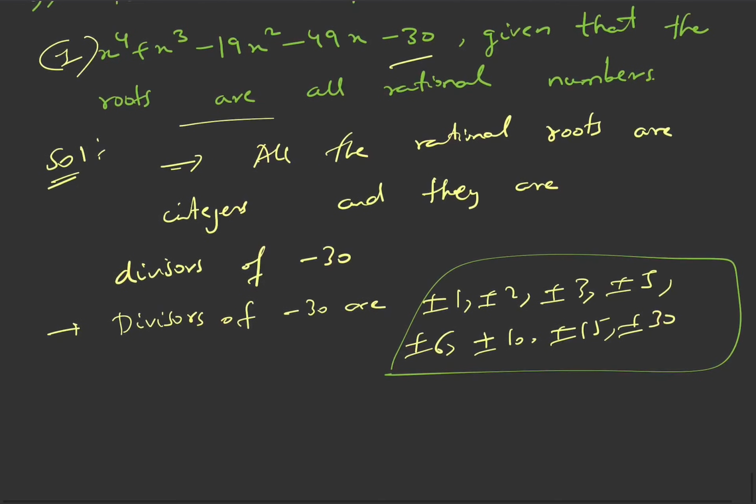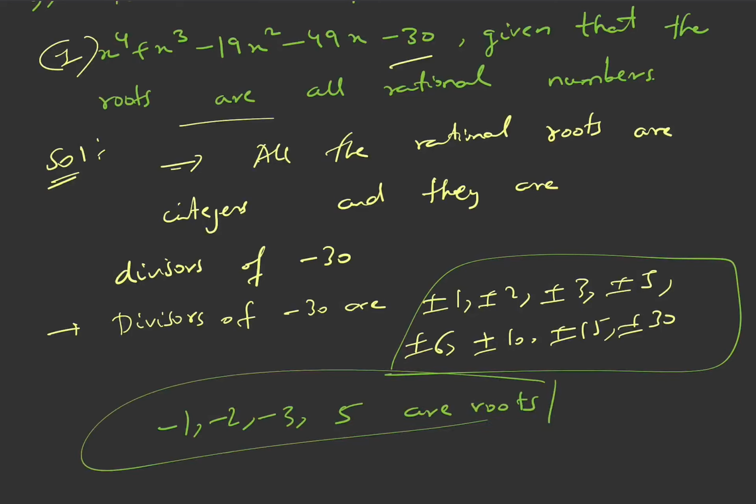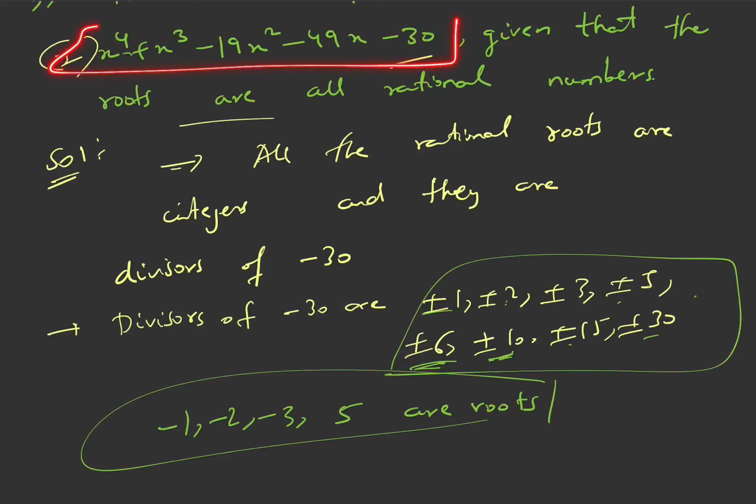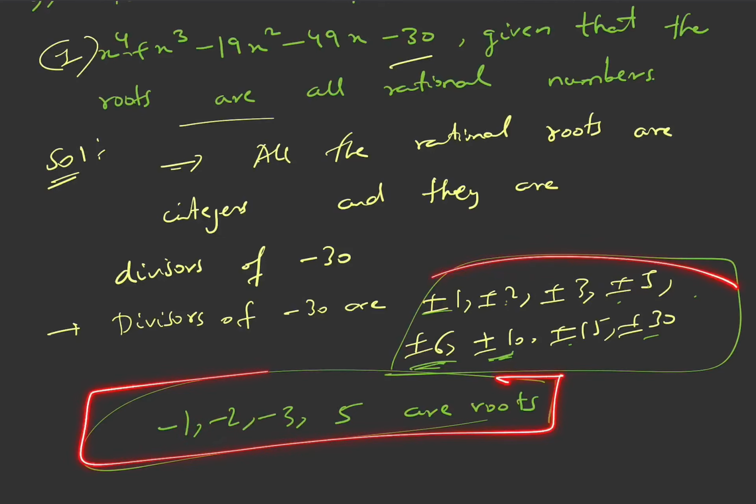So the thing is, you need to check with all these values, and finally if you check with all these values, you will see that minus 1, minus 2, minus 3 and 5 are roots, right? You need to check with 1, with minus 1, with 2, minus 2, 3, minus 3, 5, minus 5, 6, minus 6, 10, minus 10, plus minus 15 and plus minus 30. You need to check all the values. You need to put each in this equation and see whether it is 0 or not. If it is 0, it means that is a root. So if you check all the values, you will get minus 1, minus 2, minus 3 and 5 as roots.